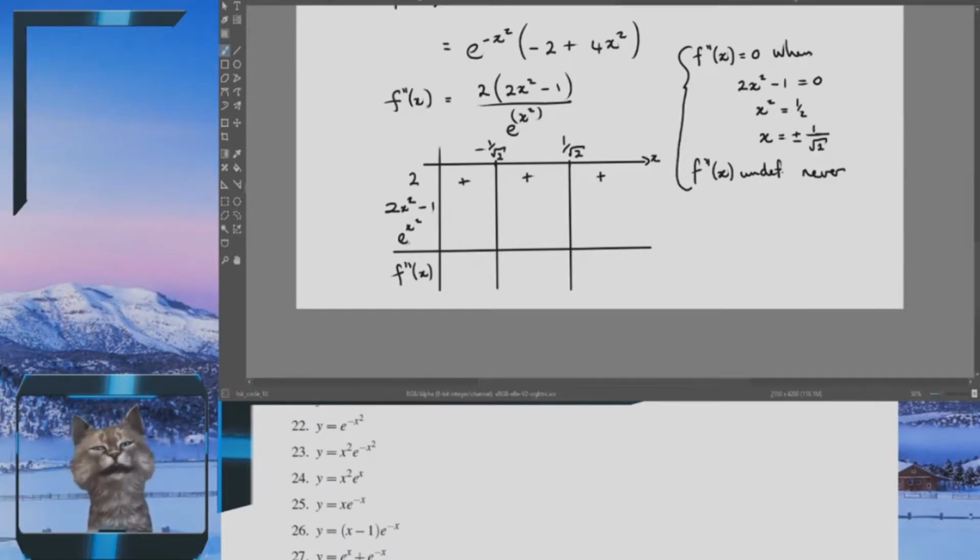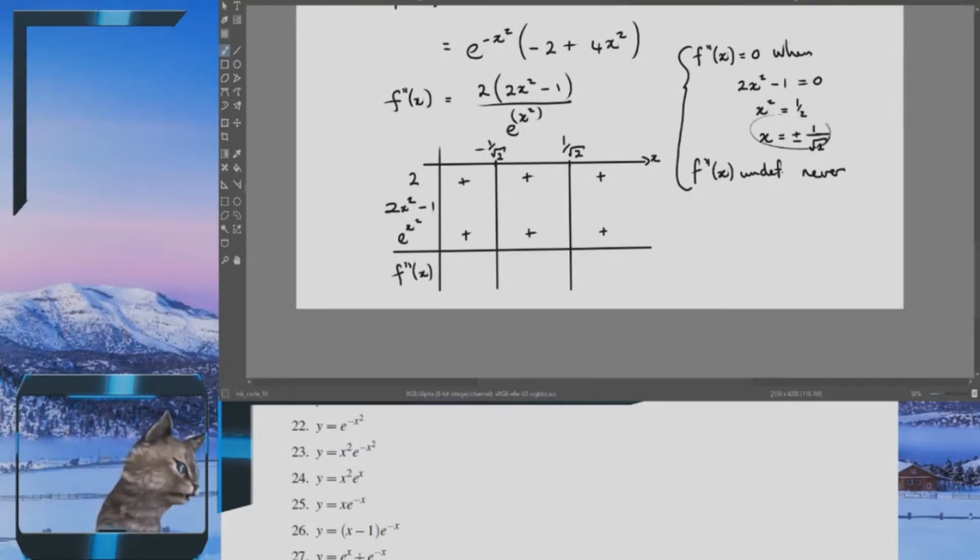I'm going to do the exponential one next. E to the x is always positive. Oh, that's also very nice. Now, you could factor 2x squared minus 1, but most people could make a mistake, so I want to show you don't have to.